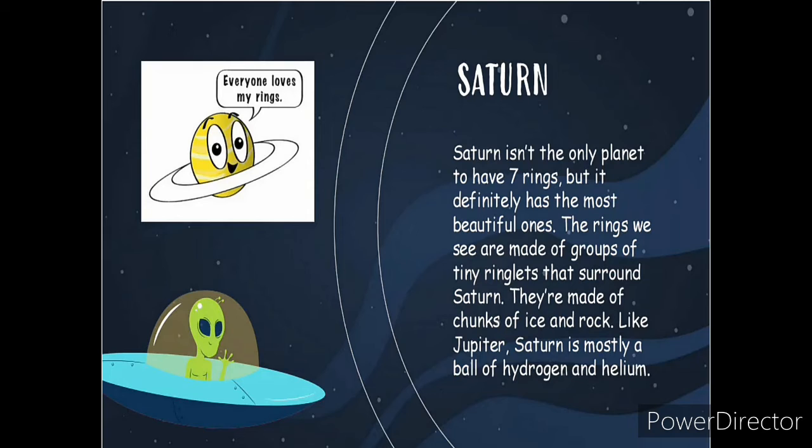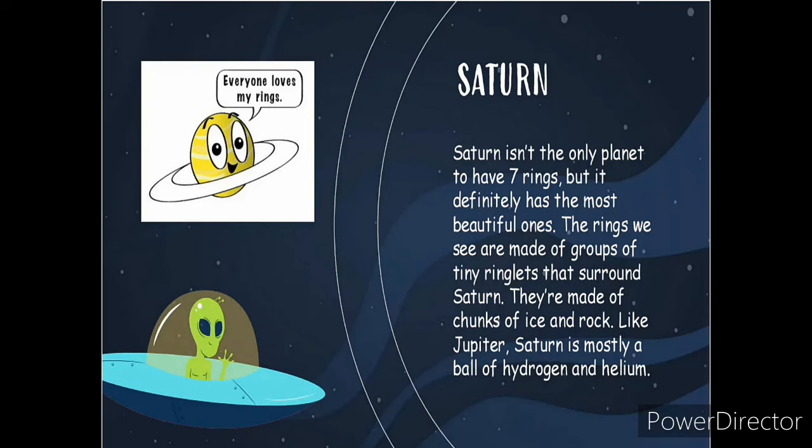It has 7 rings. "Everyone loves my rings," it is saying. Okay, so it is not the only planet which has rings. There is one more planet. We'll amaze you in the next planet, right? Next planet is Uranus. It is not the only planet which has rings, but it has 7 rings total, and it is the most beautiful planet.